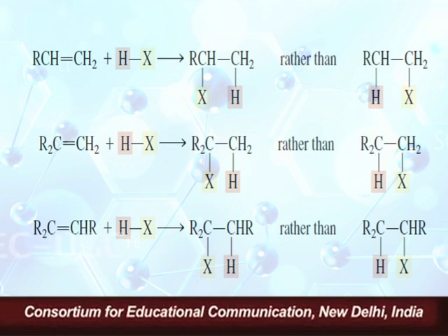Similarly, if we look into the second example, what we find is that in this case, one carbon is attached to alkyl groups and the other carbon is attached to two hydrogens. That means one of the carbons is highly alkylated. Again, in this case, we observe that the halogen is adding to that carbon which is more highly substituted.